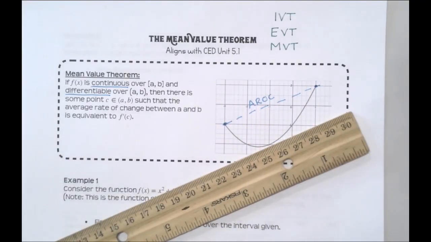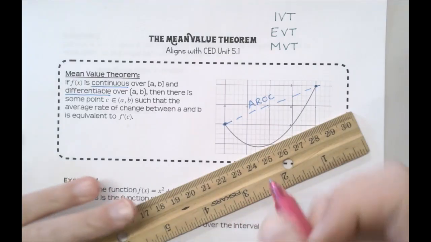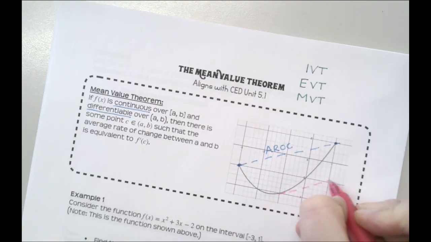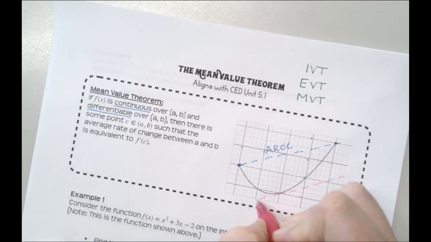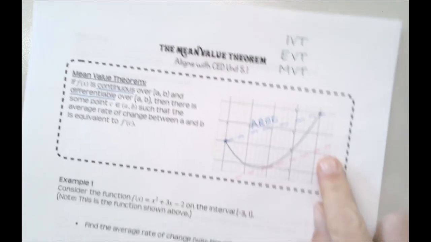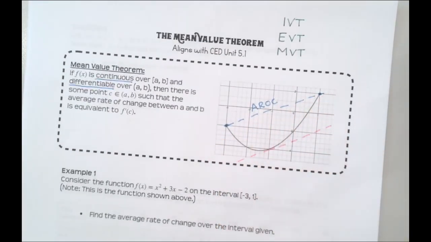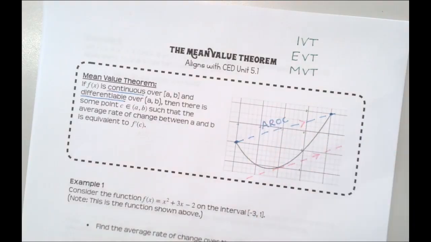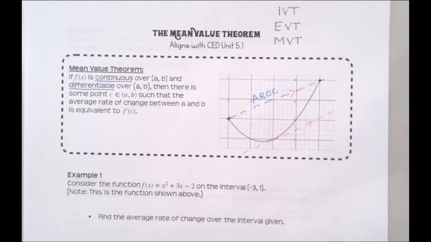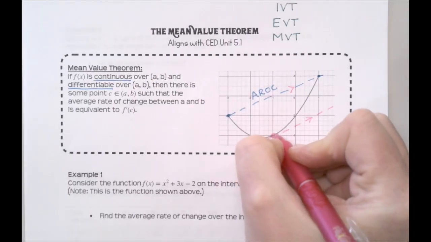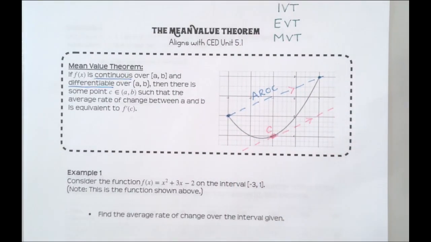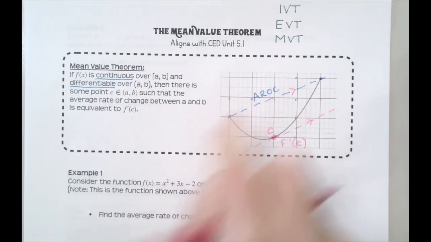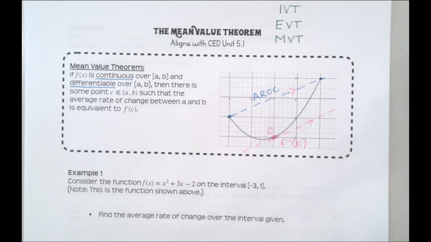So we're estimating that right here at x equals 1, if I were to draw this tangent line in here, that pink slope would match the average rate of change slope that I marked before. Essentially, these two lines have to be parallel to each other. And so what the MVT guarantees is that this magic point, this is point C, has to exist because the derivative at C matches that average rate of change between the endpoints.